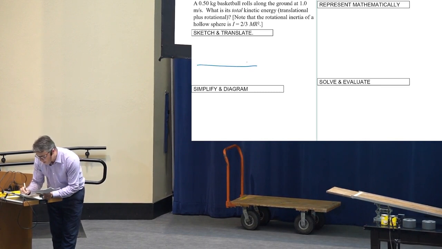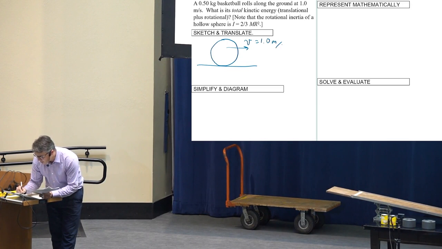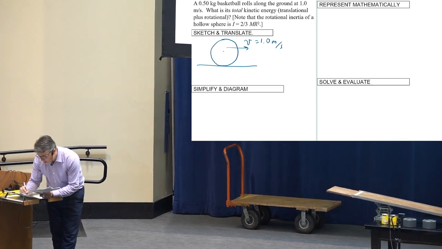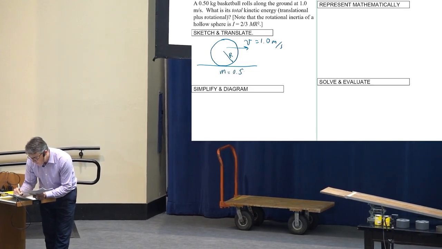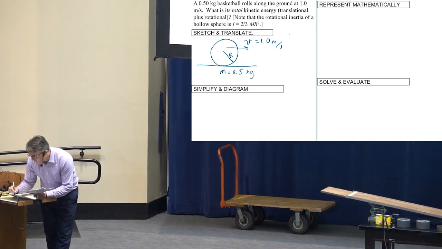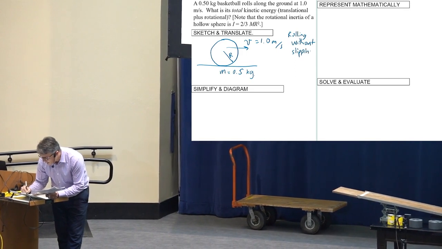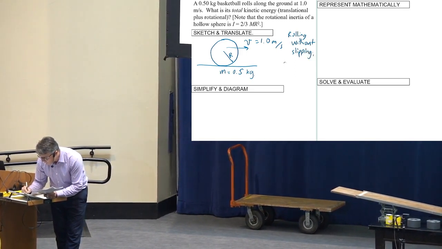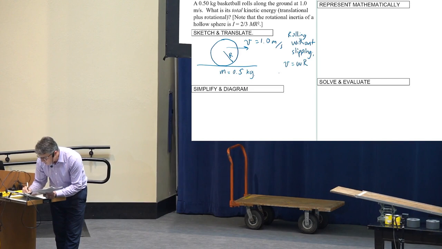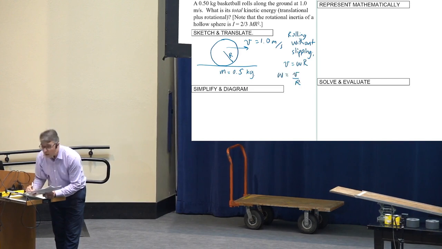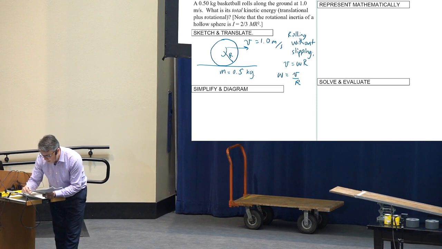But basically, it looks like this. You've got a basketball, and it's rolling. And so V is 1.0 meters per second. That's the linear speed. It's got some radius R. It's got a mass, 0.5 kilograms. And it's rolling without slipping. So when things are rolling without slipping, you have these other equations. And the main one here is that V is equal to omega times R. So omega is equal to V over R. So that means that the whole thing is rotating.